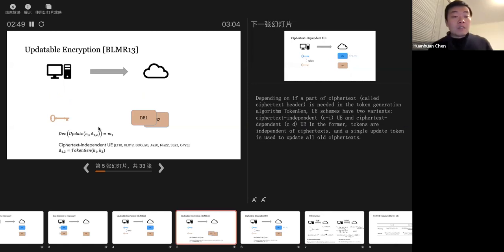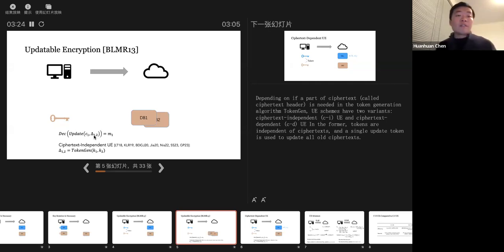Compared to the normal PKE scheme, which includes the encryption and decryption algorithms, there are another two algorithms involved in updatable encryption: the update algorithm and the token generation algorithm. The token generation algorithm generates a token, and with the token, the server can update the ciphertext such that it can be decrypted correctly.